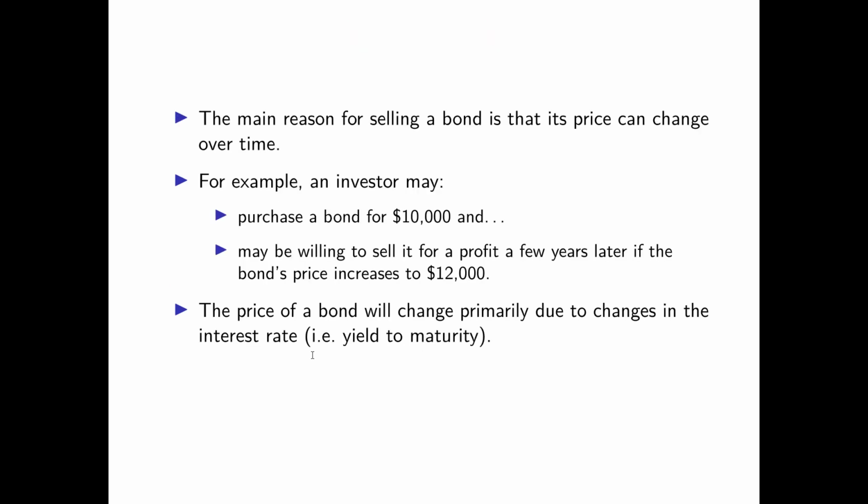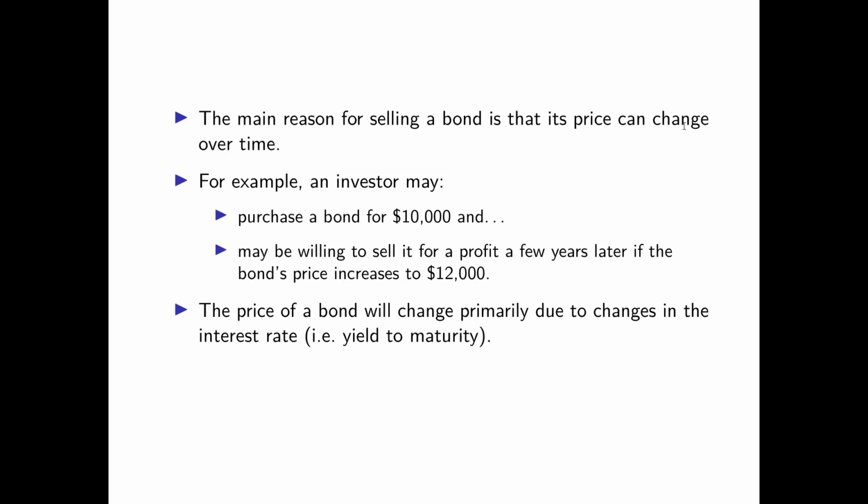So why would someone invest in a bond and receive coupon payments and all that and then decide to sell it to someone else? Well, there may be many reasons for that. But the main reason for selling a bond is that the price of the bond changes over time. Now, this is directly related to what we just discussed about the relationship that exists between the yield to maturity and the price of the bond.